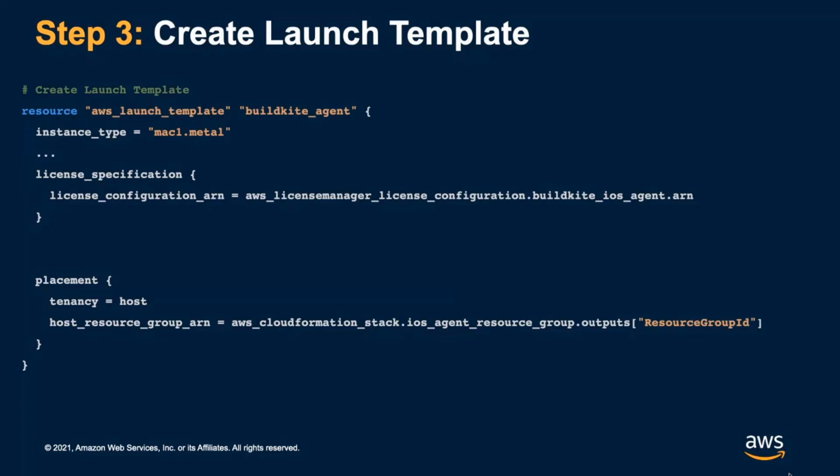ARN just means Amazon Resource Name, so you know how to find that resource in AWS. Placement has to be tenancy host, which just means these instances have to be launched on a dedicated host, and then we use the host resource group that we just created.